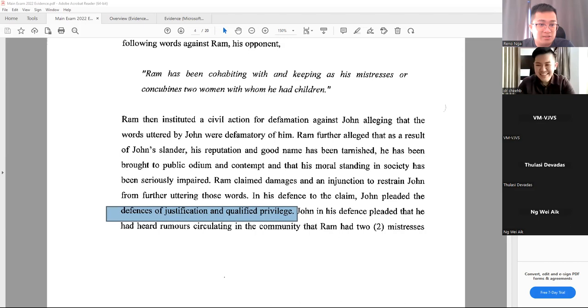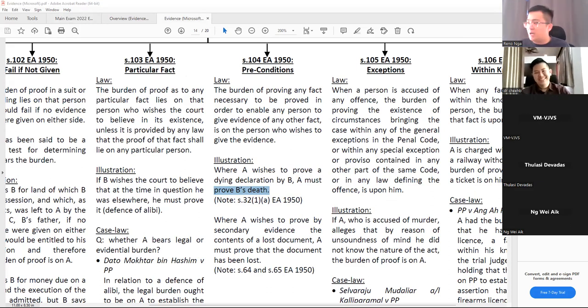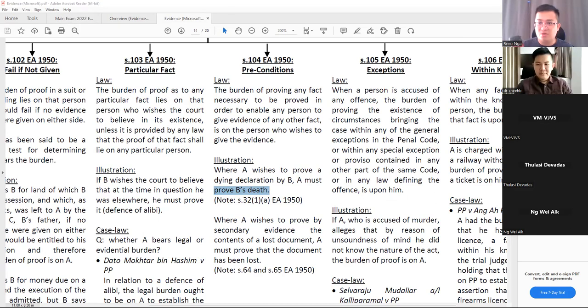I saw another question they asked: how to differentiate section 103 and 104? Put in very, very layman terms, 103 means you say it, you prove it. 104 means you want to apply something, you prove it. I give you a scenario. I say I'm gay, so I need to prove I'm gay. This is 103. 104 means I say I want to use this photo, so I must prove I have a photo. You understand? Put in a very simple way.